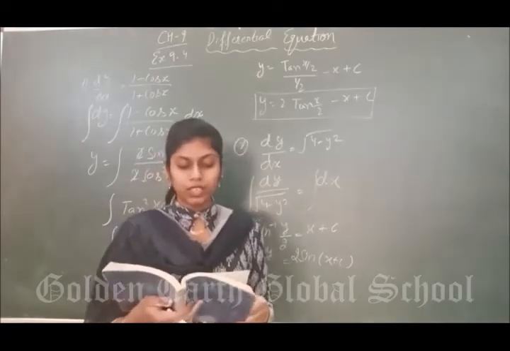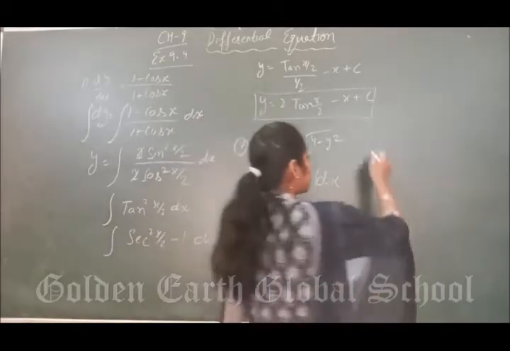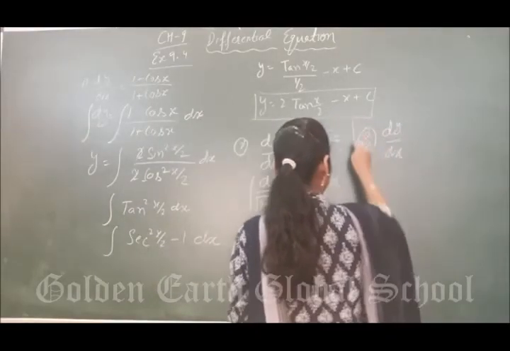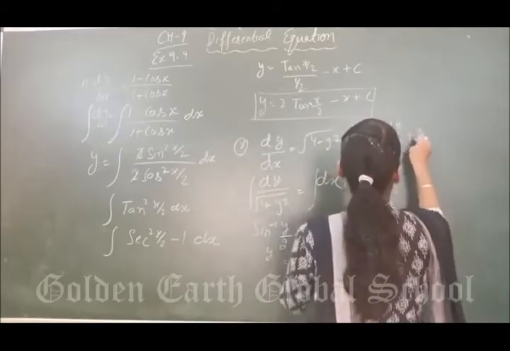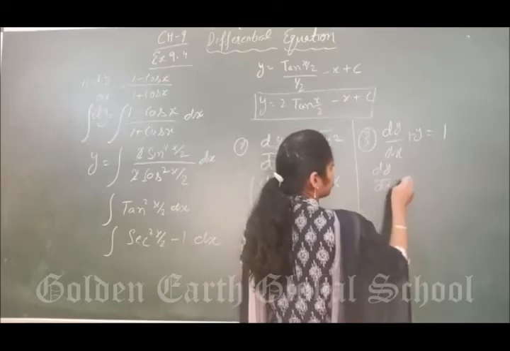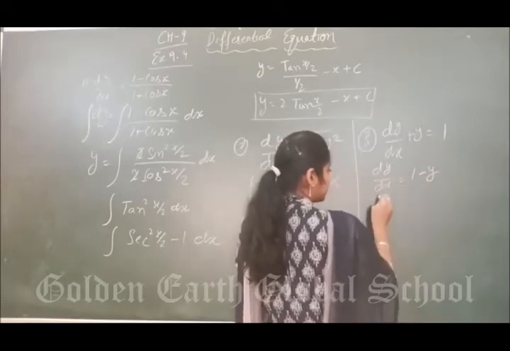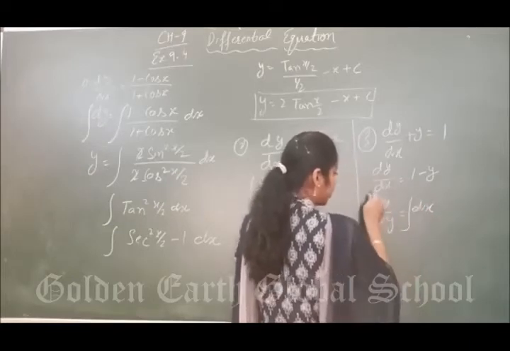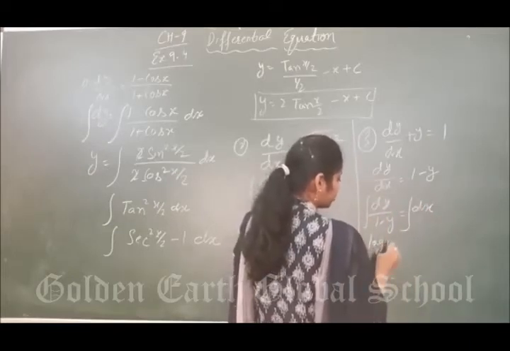Next question. Again, third question, very easy: dy by dx plus y equals 1. First of all, shift y to the right hand side, then to the denominator. Now integrate. Integration of this is log.